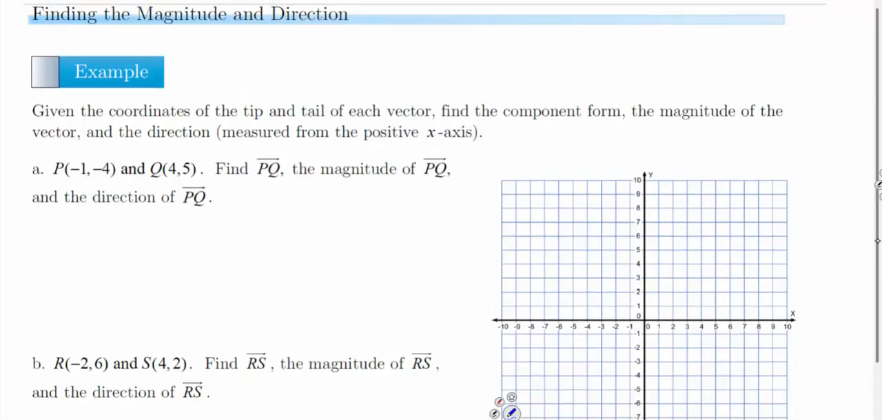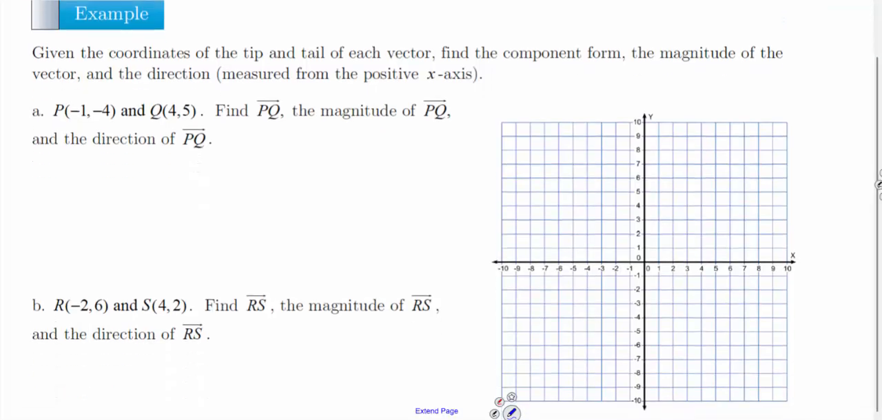Alright, so let's talk about how you would find the magnitude and direction. So I gave you the component form, now I want you to find magnitude and direction. I give you the graph here just for your own benefit. You don't need to use it, but I'm a visual person, so I'm going to use it. Okay. So on the graph, P is -1, -4. So let's graph -1, -4. Let's label it P. And then Q is 4, 5. So let's graph 4, 5. Let's label that Q. Okay. So right now, the way it's written, the tail is at P and the tip is at Q. So that's what it looks like, just the way it's written. Any questions?